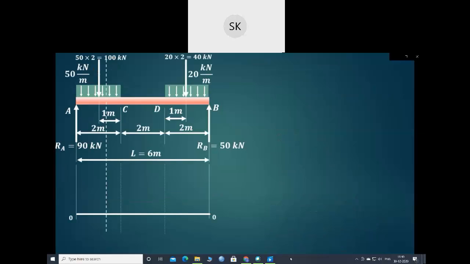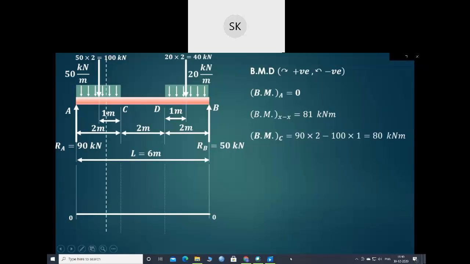Now we'll find out the bending moment at the various other sections. We know that bending moment at point A will be 0 because there is no force acting on the left hand side of A. Bending moment at x-x we have already calculated, that is 81 kilonewton meter.